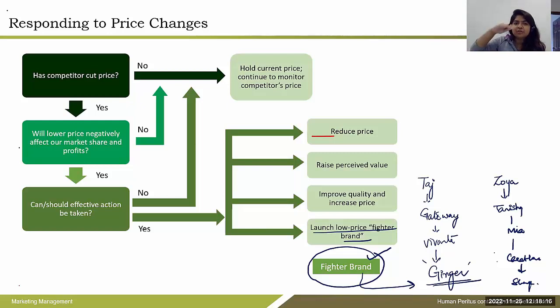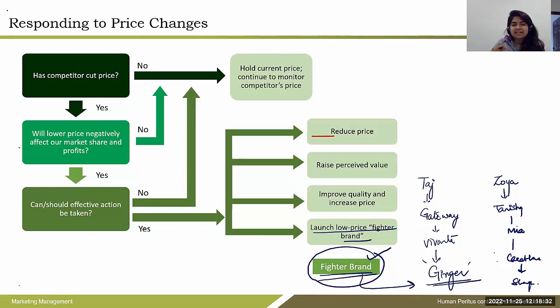So you have different versions of Armani: Armani Sport, Giorgio Armani, Armani Emporio, something like that. All are catering to different price segments. So they have a lower price segment. Now, why do people have lower price segments or fighter brands?